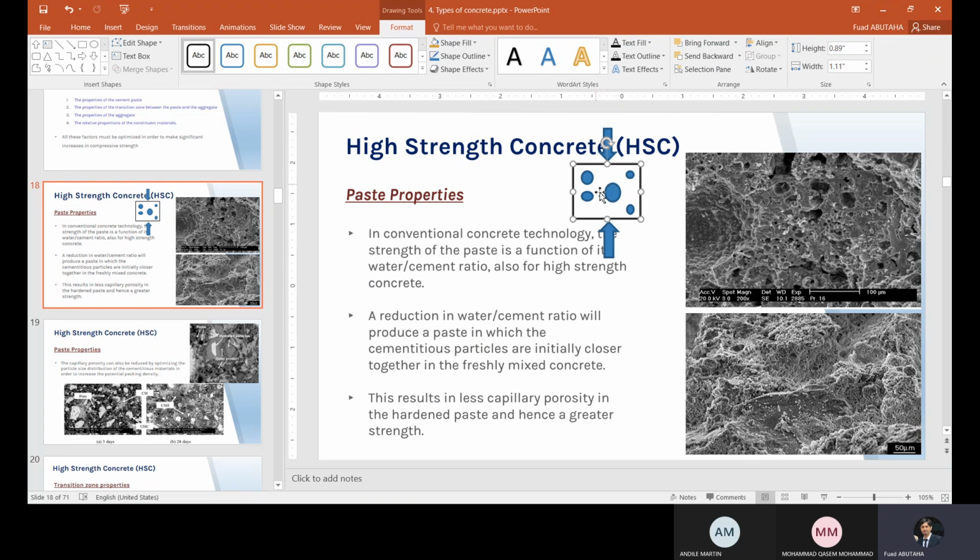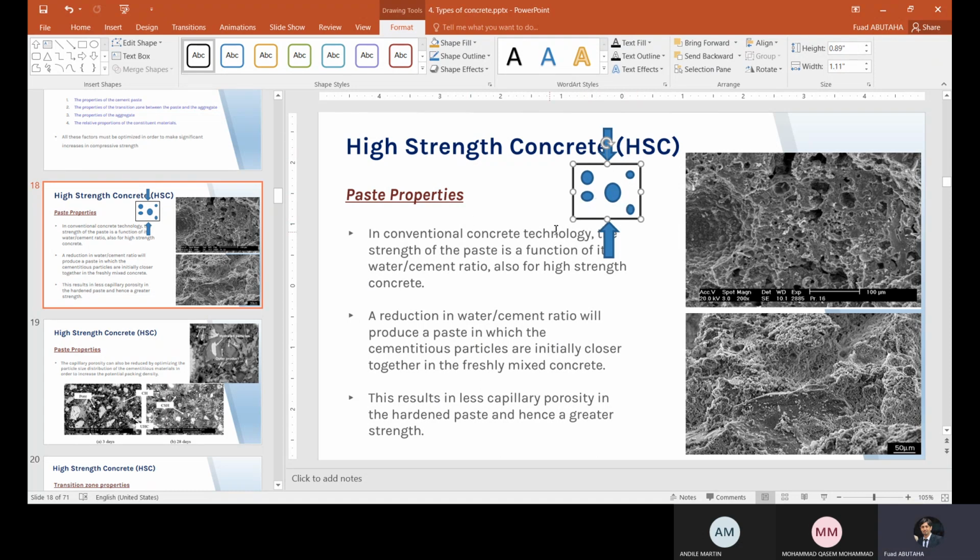Maybe the cement paste is very strong, but the aggregate is very weak. So the crack will go through the weak point, which is the aggregate, and result in the whole concrete failure. Then there is no point in increasing the cement paste strength. Also, we might have strong aggregates and strong cement paste, but the bond between them is weak. Again, the crack will go around the weak point, the bond, and the concrete will fail.